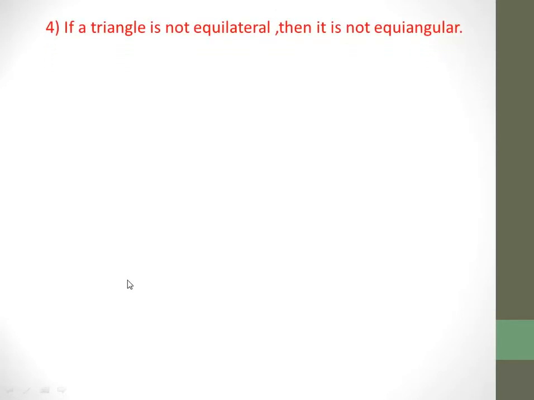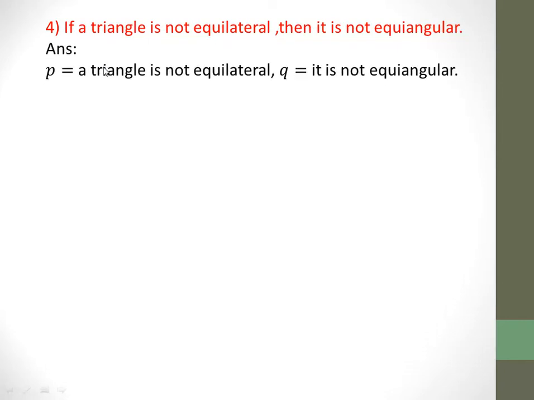Now the fourth one. See here, the given statement is: if a triangle is not equilateral then it is not equiangular. It is an if-then type of statement. Now in the answer, first of all, we consider P as "a triangle is not equilateral" and Q as "it is not equiangular". Okay, then the symbolic form is P implies Q.